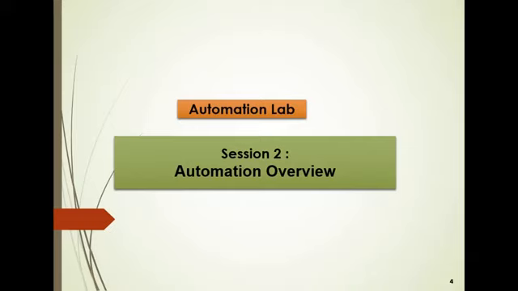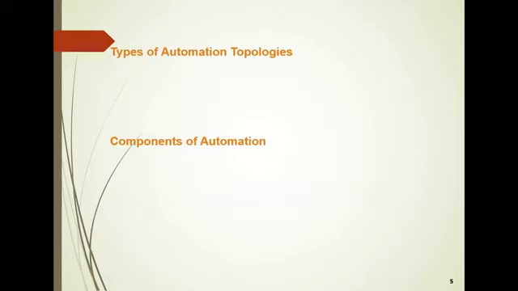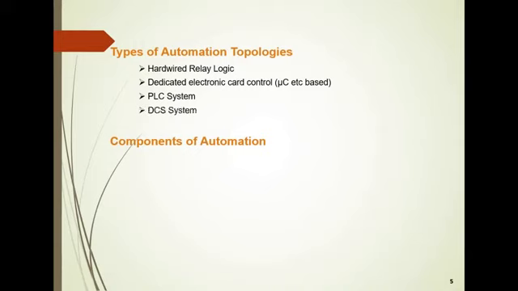So in this session, we will learn the types of automation topologies and the components of automation. Types of topology means how many automation topologies are available. The first topology is hardware relay logic. We can do automation by using relays and some wires. Then the other types are dedicated electronic card control automation, PLC system automation, and DCS system automation.